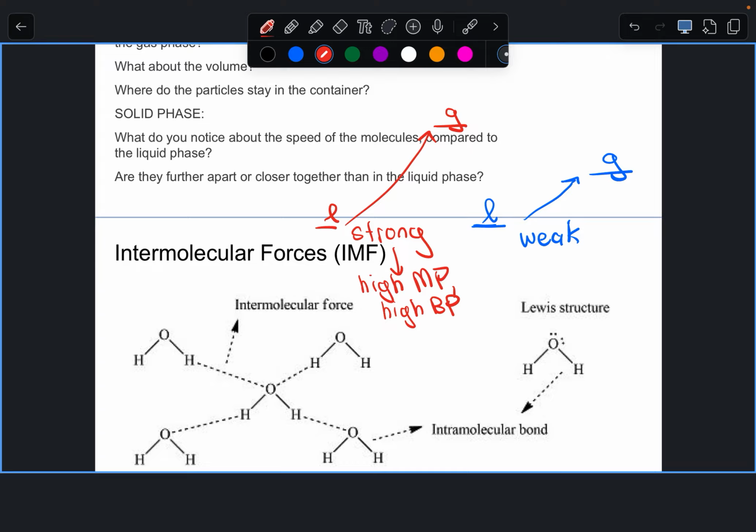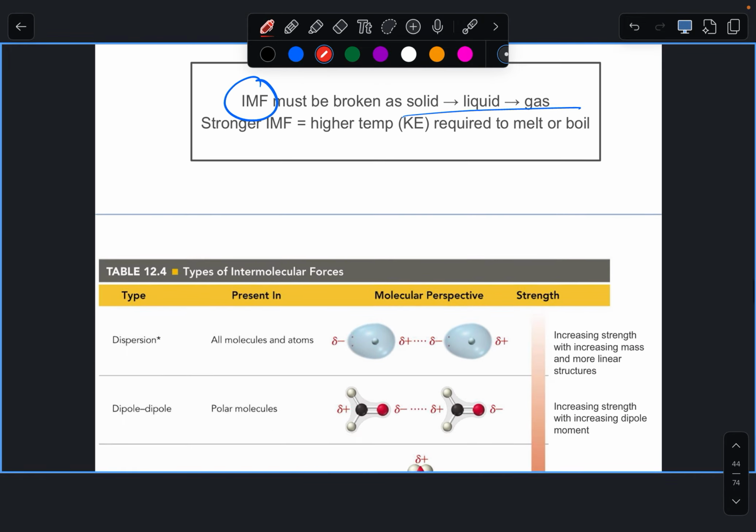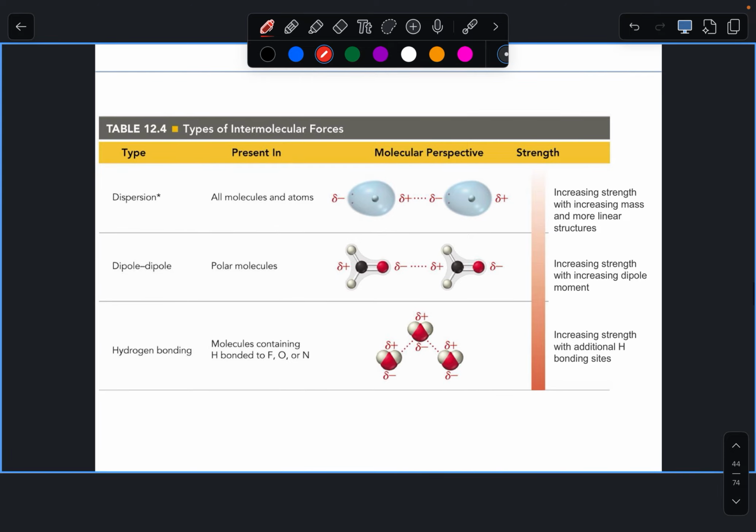But there are a lot. So we're going to classify these. Let's use this to move into it. We're going to classify these forces by what the structure of the molecule looks like. We're going to group them into one of these three categories. And the top one is going to be the weakest one.